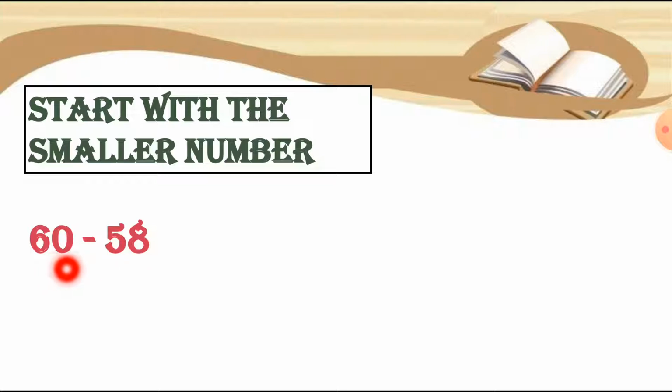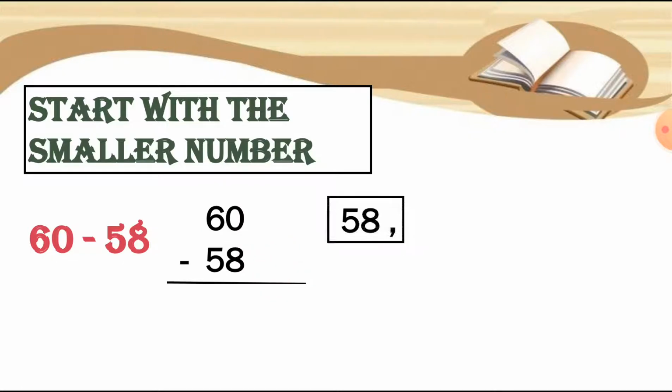Here is 60 minus 58. So we have to write down in the sum format first. So we have to start with the smaller number which is 58. So I write 58 and we have to count till the number 60. So let's start with the number after 58 which is 59, 60. So how many steps is this? How many numbers do we have to count forward?